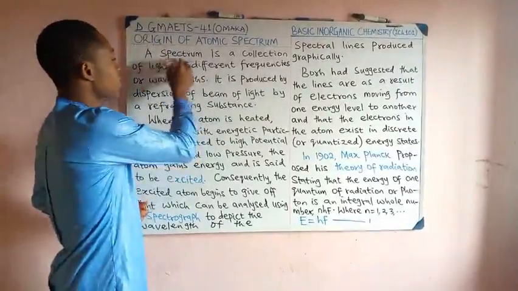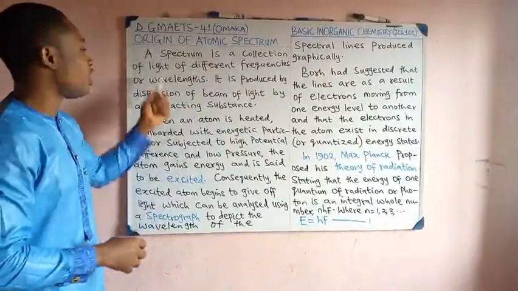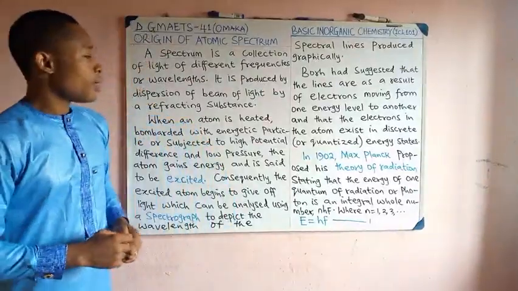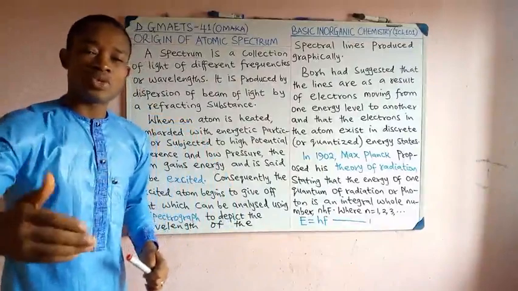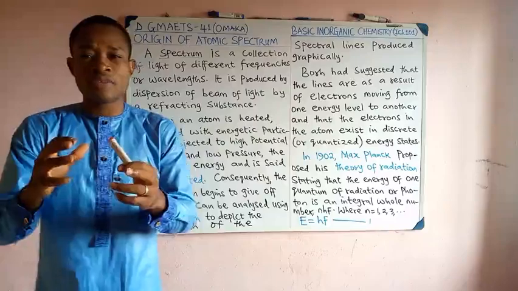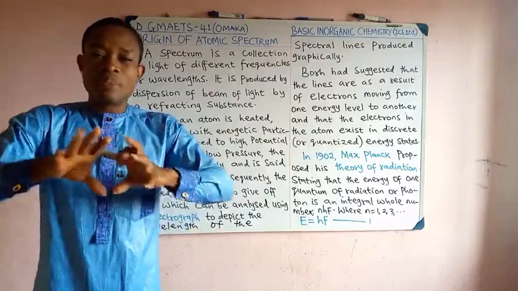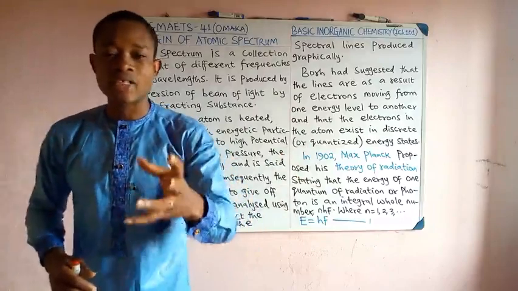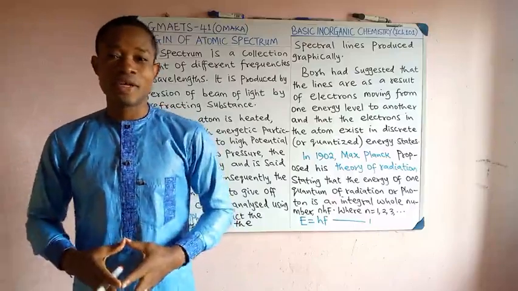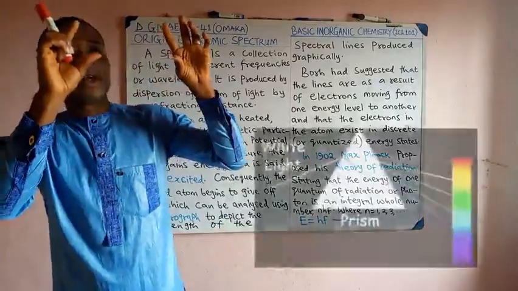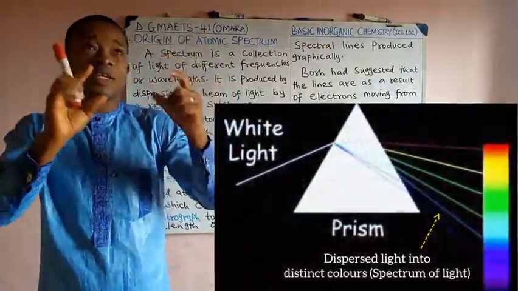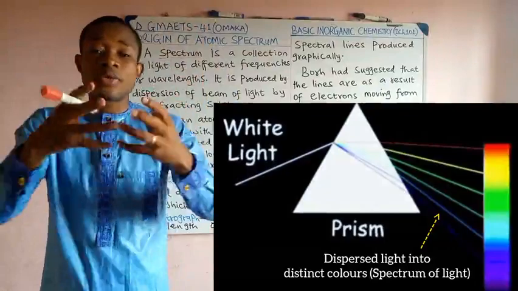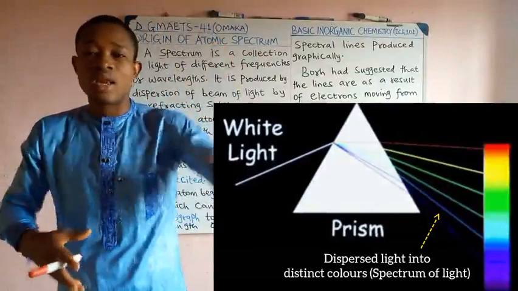It is simply a collection of light of different frequencies or wavelengths. The way this spectrum is produced is from a beam of light, which is a collection of lights being dispersed, being separated, when it passes through a refracting surface, like a prism. For example, when you place a prism facing the sun, you would notice that the sun we see as white light has certain colors in it.